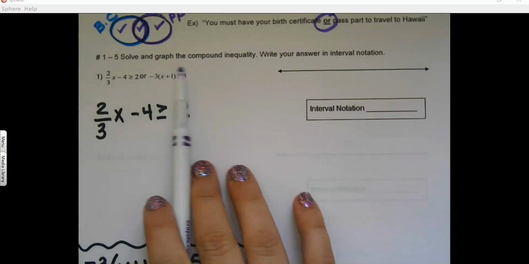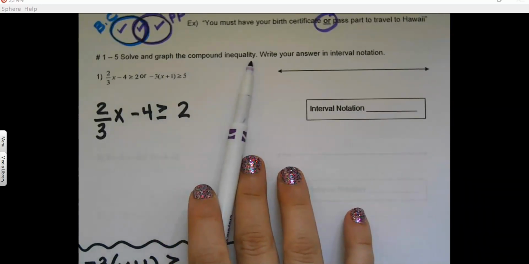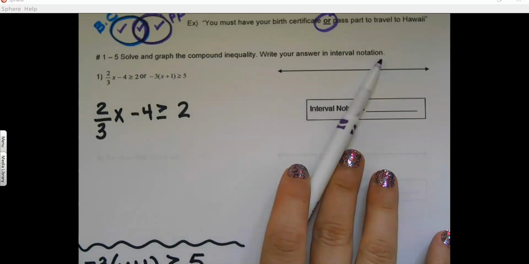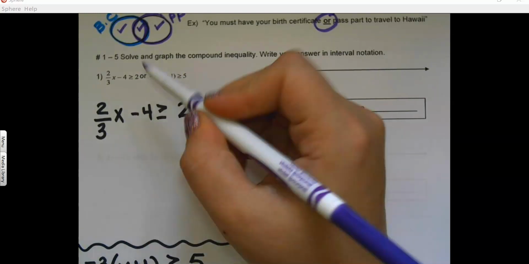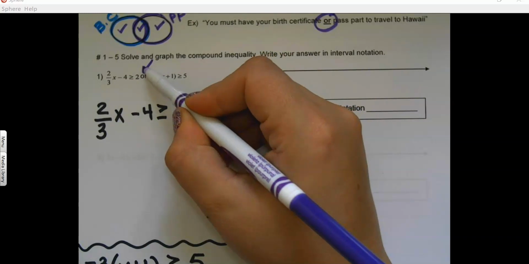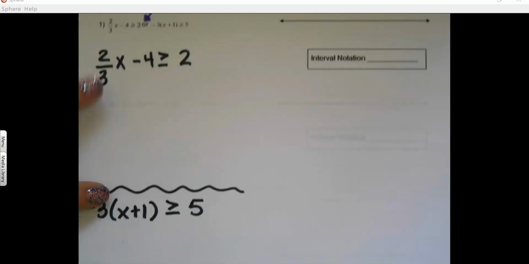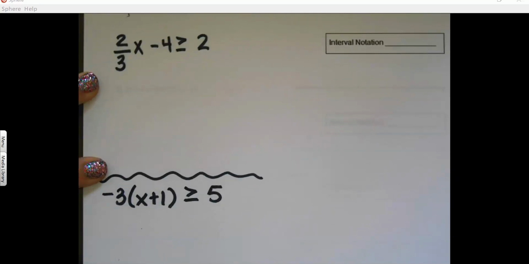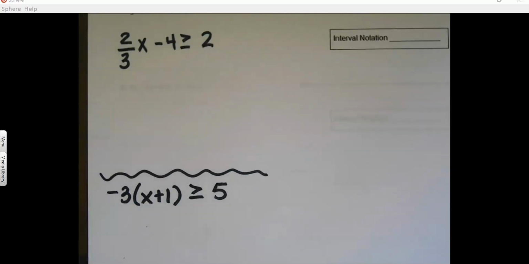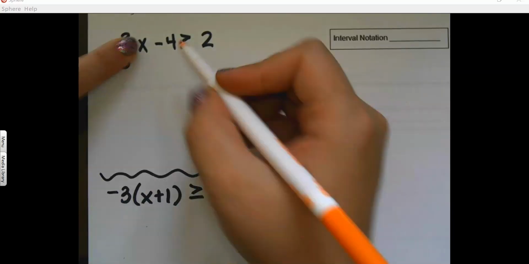Now let's apply this with some math examples. It says solve and graph the compound inequality, and write your answer in interval notation. First, we see the word or. Whether it says and or or, you're going to solve both inequalities just like normal. Remember from lesson 2, if you divide or multiply by a negative, the symbol switches. The first step is to get the x by itself.